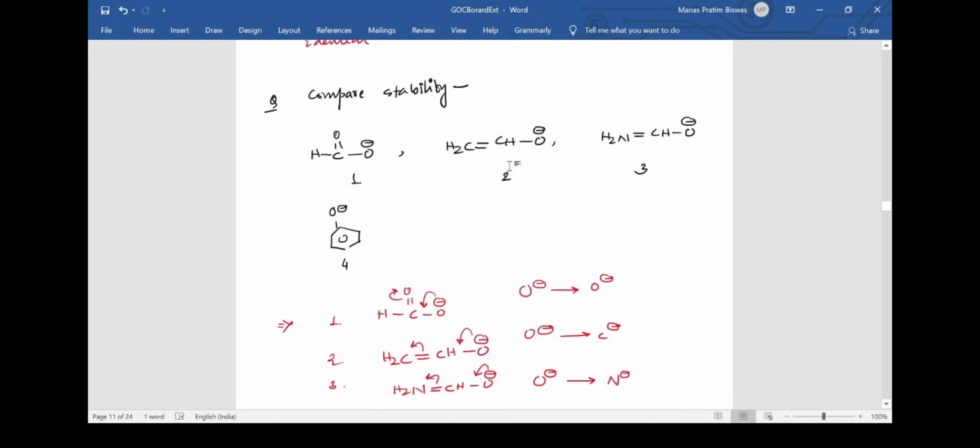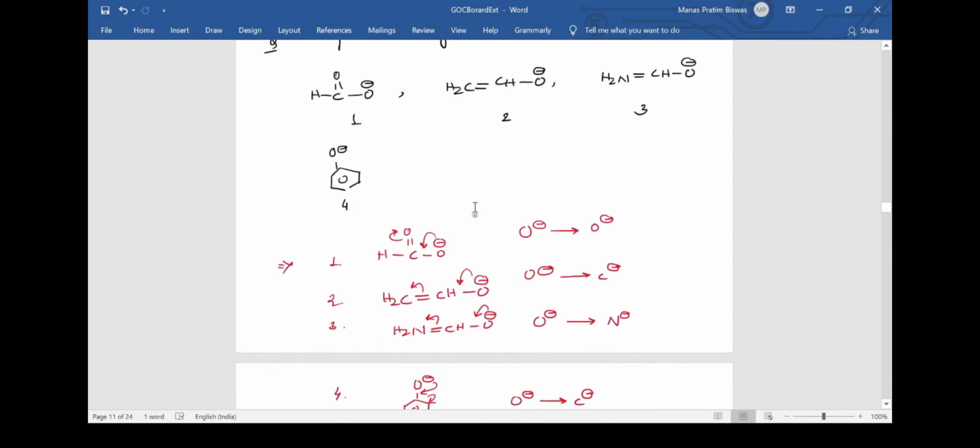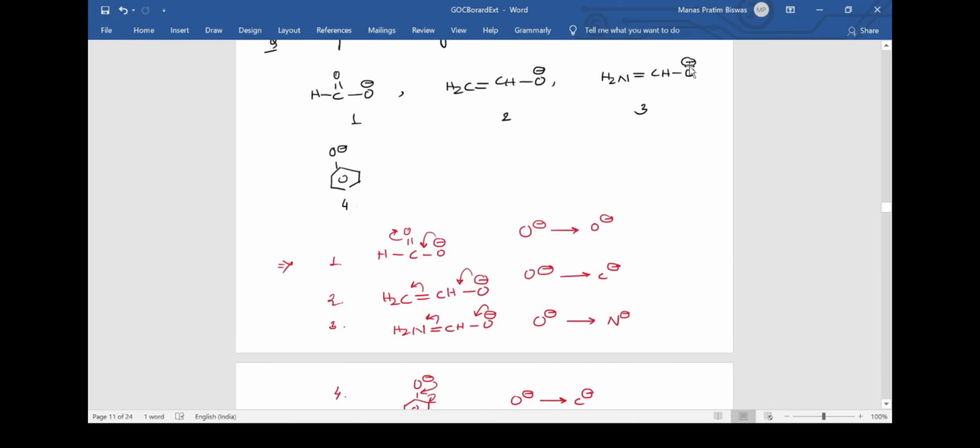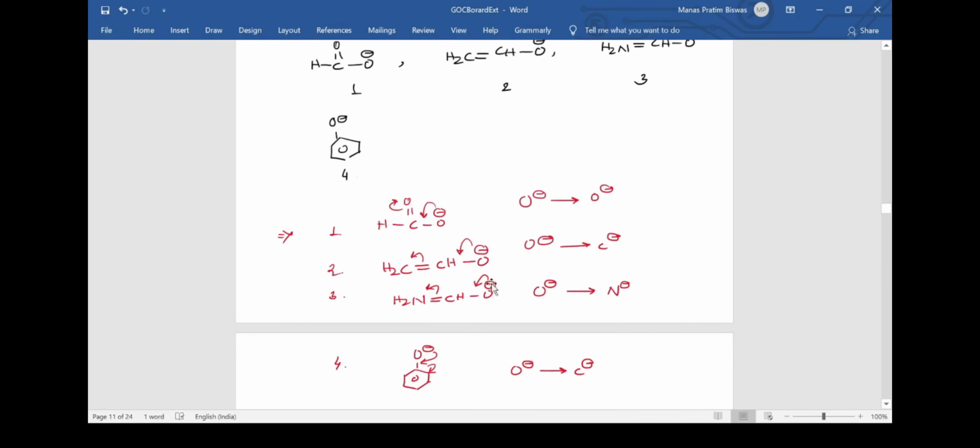So in the second example, this lone pair, this negative charge can drop onto this bond, and then this can go here. I'm not specifying the resonance orally that much. It is evident from these structures that I've drawn. This is the direction of resonance, and then we have an O minus to C minus resonance. In the third example, we see that the structures are almost similar. So the oxygen's negative charge drops here, and then we have an N minus. And in the fourth example, we have an O minus to C minus resonance.